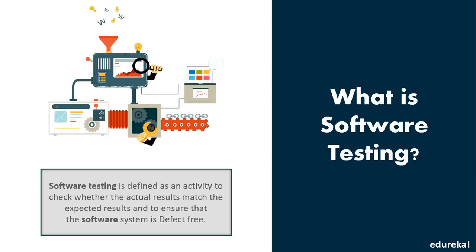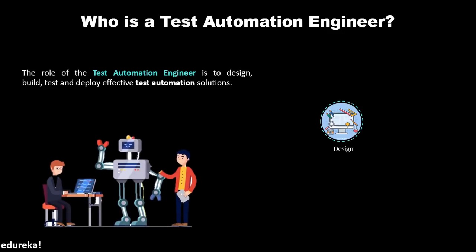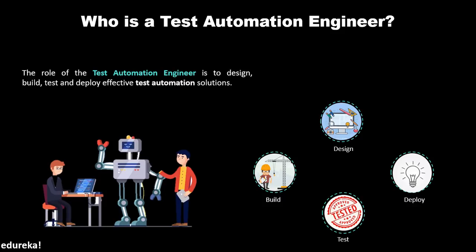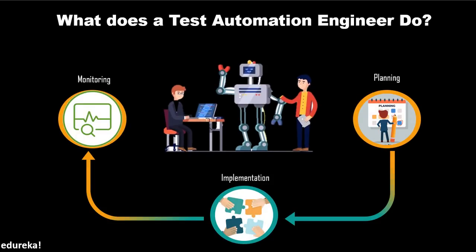So now that you know what is software testing, let's see who is a testing automation engineer. So the role of the test automation engineer is to design, build, test and deploy effective test automation solutions. Now to fulfill this role, the automation engineer applies appropriate automation technologies to meet the short and long-term goals of the testing organization. So now what does an automation engineer actually do? An automation engineer basically utilizes technology to improve, streamline, and automate a manufacturing process. They are responsible for planning, implementation, and monitoring of such technology.